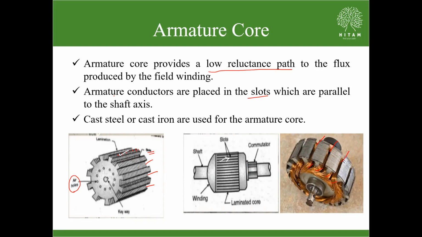These armature conductors are placed in slots which are parallel to the shaft. This straight line is your shaft, so they are parallel to the shaft axis. This core should be made of cast iron or cast steel material. The conductors in the slots should be made of copper material.